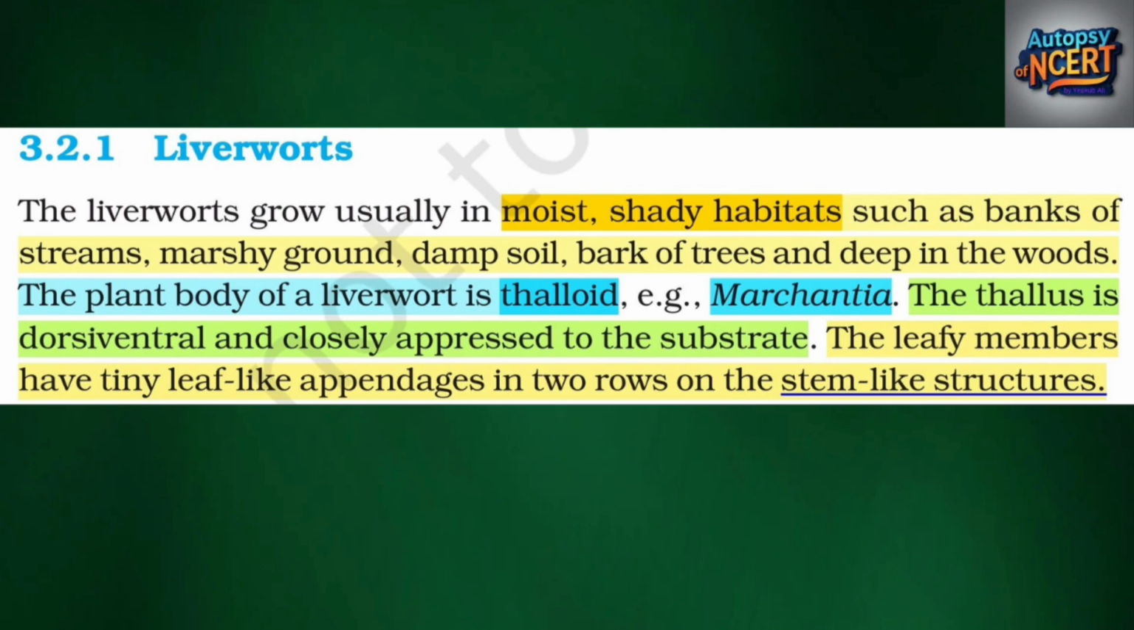3.2.1 Liverworts. The liverworts grow usually in moist, shady habitats such as banks of streams, marshy ground, damp soil, bark of trees and deep in the woods. The plant body of a liverwort is thalloid, e.g., Marchantia. The thallus is dorsiventral and closely appressed to the substrate. The leafy members have tiny leaf-like appendages in 2 rows on the stem-like structures.